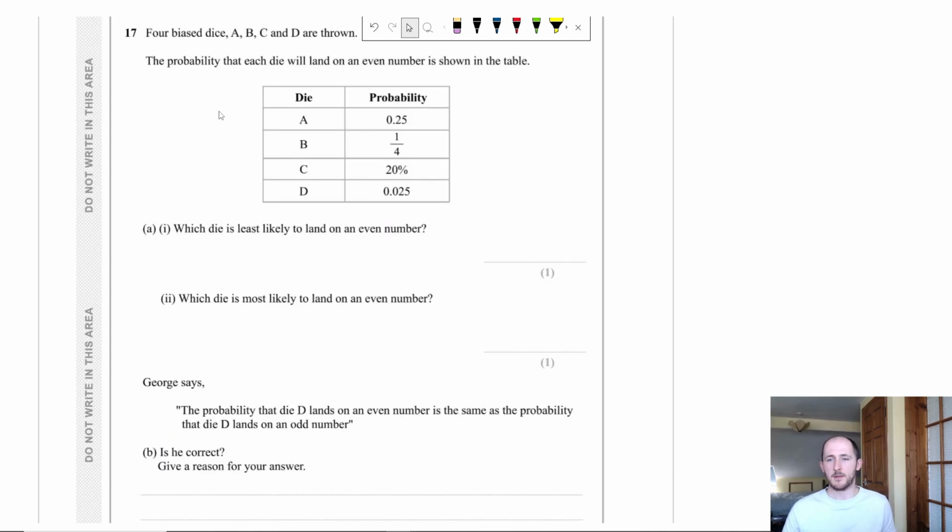Four biased dice, A, B, C, and D, are thrown. The probability that each dice will land on an even number is shown in the table. So we have all these different probabilities. It says which die is least likely to land on an even number, and then which one is most likely.